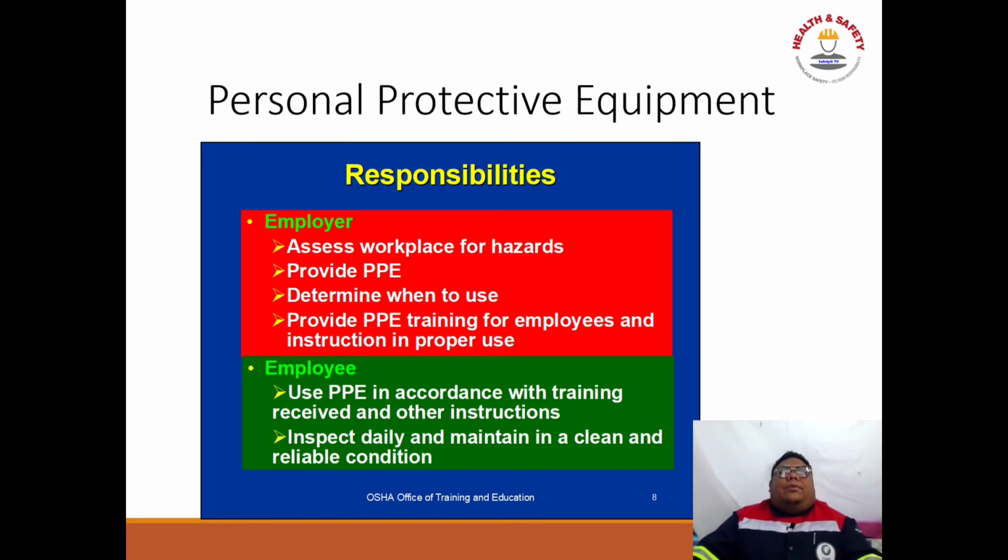Now, personal protective equipment responsibilities. Take note of this one, guys. It's very important. Employer to employee. Number 1, employer assesses workplace for hazards. 2, provide PPE. 3, determine when to use it. Provide PPE training for employees and instruction for proper use. Okay. Employee, your obligation: use PPE in accordance with the training.